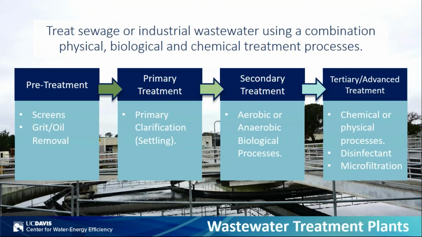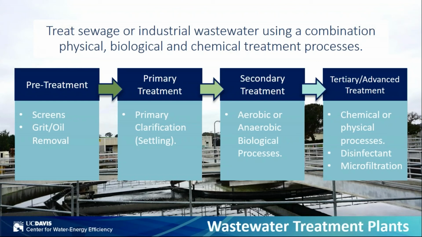So just a little bit more about wastewater treatment plants, because I know that's maybe not the area of expertise of this group. Wastewater treatment plants are used to treat sewage or industrial wastewater using a combination of physical, biological, and chemical treatment processes. There are normally several different stages, including pre-treatment, primary treatment, secondary treatment, and then depending on the end use needs of how clean that water needs to be, there might also be tertiary or advanced treatment, which would include disinfection or microfiltration.